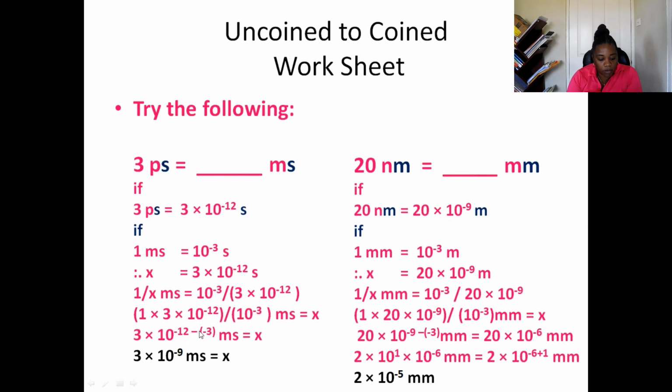Negative 12 minus 3, so it's negative 12 plus 3. And so we get negative 9 milliseconds. I pretty much did the same thing here. I'm just making sure everything is correct. 20, right, so we're good. Alright, and pretty much, yeah.